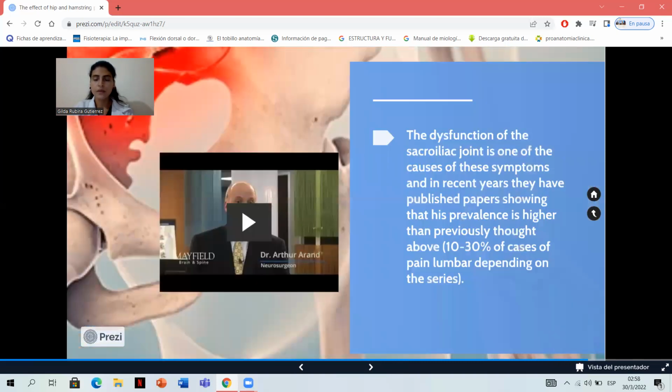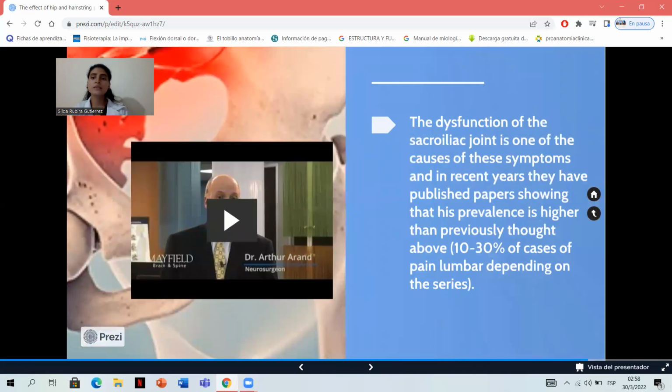Finally, the conclusions. The dysfunction of the sacroiliac joint is one of the causes of these symptoms. And in recent years, papers have been published showing that its prevalence is higher than previously thought, between 10 and 30% of cases of lumbar pain depending on the series.